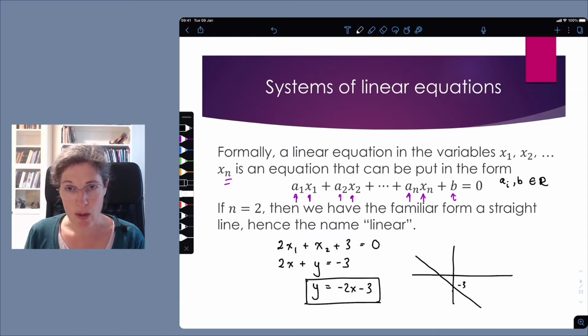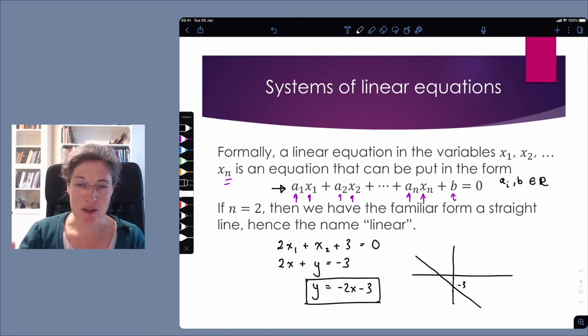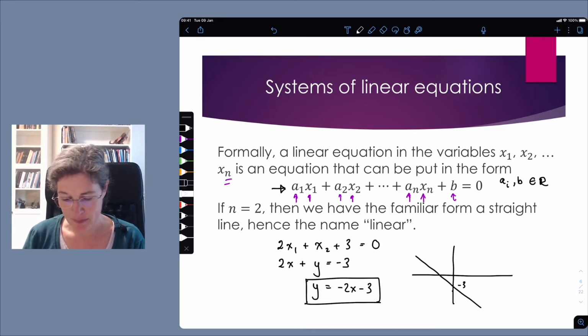This is why we call functions like this linear, even when we've got more variables, so we can't draw it as a straight line. If we've got n equal to 2, we've got a straight line. If you've got n equal to 3, then we have a plane, which is the 3-dimensional version of a straight line. And you can go into 4 dimensions, you have a hyperplane, things like that. So they carry on having the same behavior as you go into more and more dimensions. Okay, so that's a linear equation.